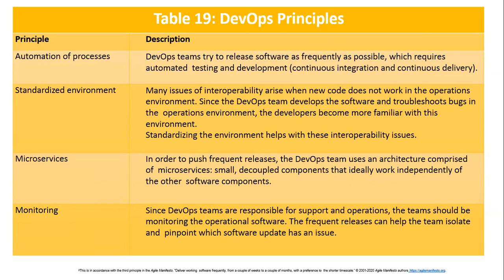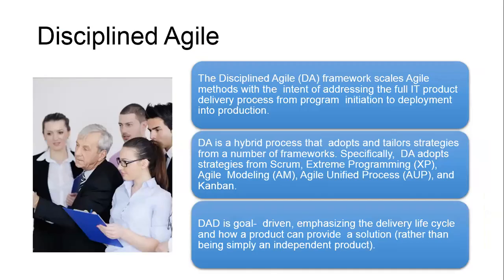Moving on, the next one is Disciplined Agile. And if you keep your ear close to the ground, you know that PMI did recently purchase Disciplined Agile. The Disciplined Agile framework scales Agile methods with the intent of addressing the full IT product delivery process, from program initiation to development into production.